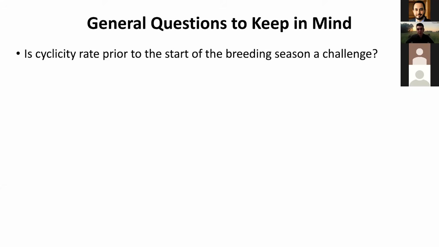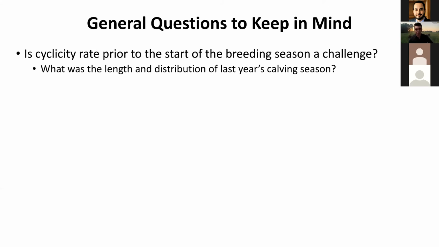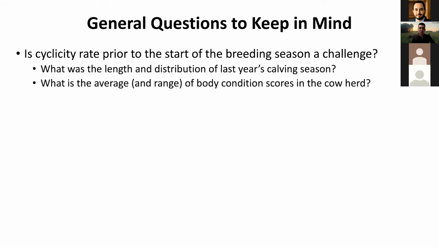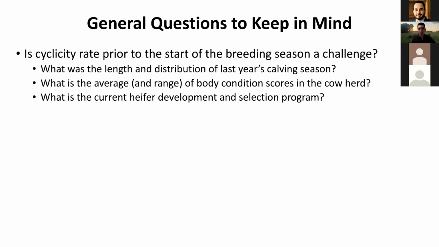Other situations that might lead to that would be poor body condition, poor fat reserves in the cattle. If you have a lot of cattle that are below body condition score 5, for example, it's pretty likely that cyclicity is going to be a challenge. So think about what the length and distribution of last year's calving season was. What's the average body condition score, and also the range in body condition scores in the cow herd? And what does the current heifer development and selection program look like?